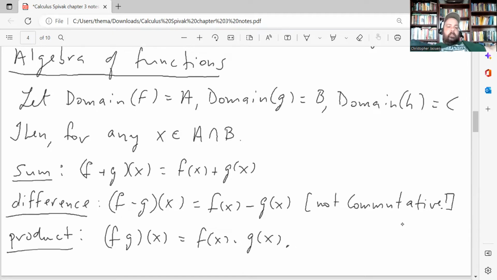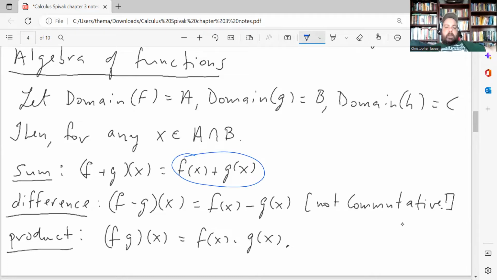So the function f plus g evaluated at x is calculated by taking the sum of the y coordinates of f and g evaluated at the input value respectively. So f plus g of x is equal to f of x plus g of x, and there's similar definitions for the difference and the product of two functions. The sum and product are commutative, but the difference is not commutative, and that's because of the properties of real numbers. So here, this is a sum of real numbers.